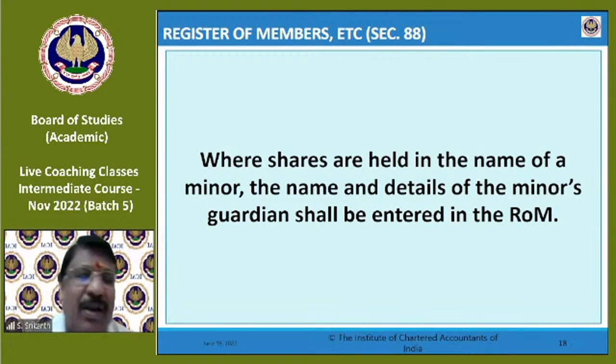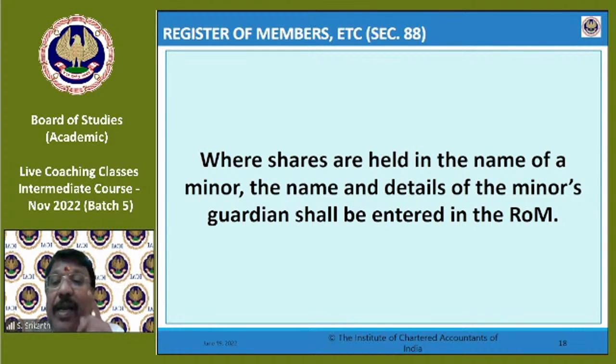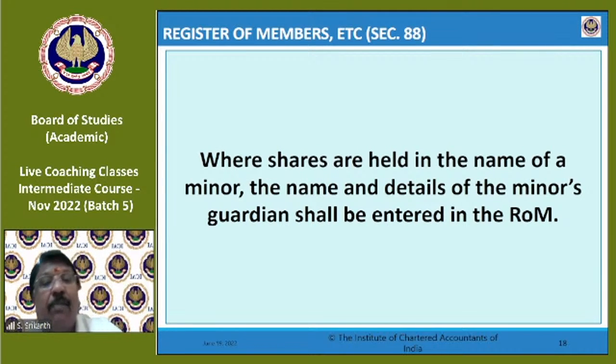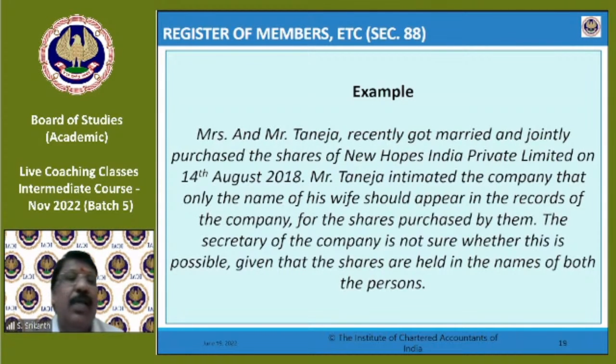It's not very relevant. Where shares are held in the name of a minor, the name and details of the minor's guardian shall be entered in the register of members. The name of a minor cannot be entered as a member. A minor cannot be a member. If a minor is the holder of the shares, then the name of the guardian shall be entered in the register of members.